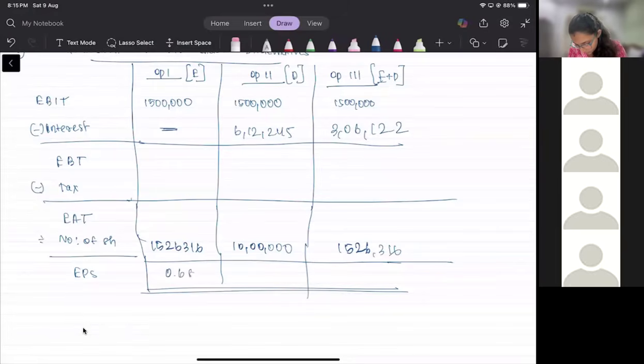We are getting the answers 0.66688, correct? Point 621. Yes, yes, yes. 25 lakh by 9.5 is the number of shares. Option number 3.